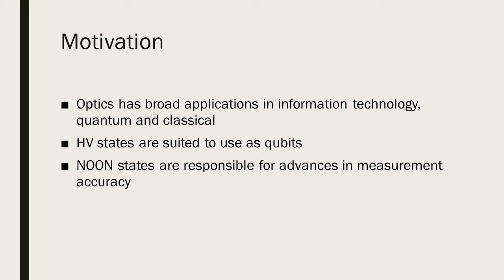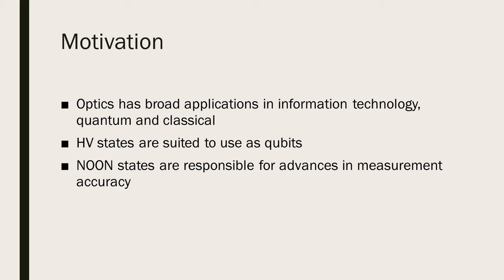The states that we specifically studied in our experiment, the HV state and the noon state, are particularly interesting because the HV state is suited to use as a qubit in a quantum computer, which is the analog for a classical bit, but a qubit contains far more potential because rather than being in an on or off state, it can be in any position between 0 and 1, any on-off composite.